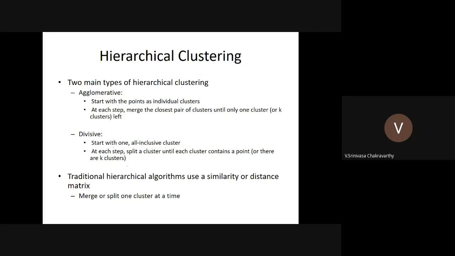In the divisive clustering, you do the reverse process. You start with one big cluster, which is the entire data set, and keep on splitting it progressively until you get to a point where every point becomes a single cluster. So one example of divisive clustering is bisecting k-means clustering, which we discussed in the last class. So today let us look at agglomerative hierarchical clustering.